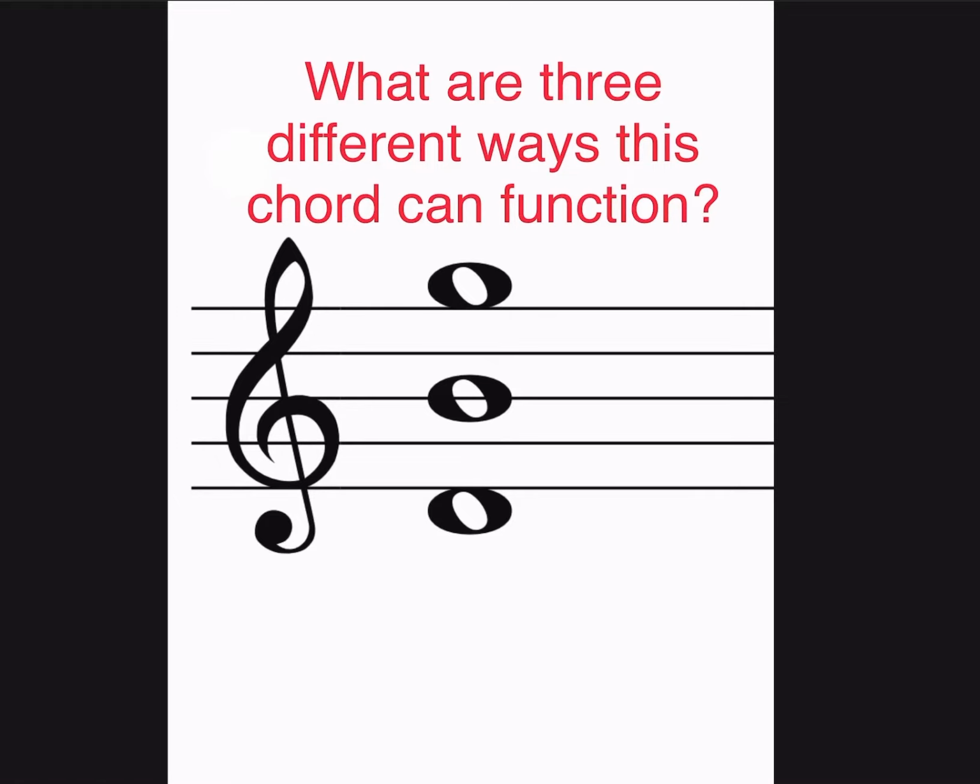The question here is, what are 3 different ways this chord can function? Let's figure it out first. From low to high, the notes written are D, B, and then G on top. Together, we get this sound.